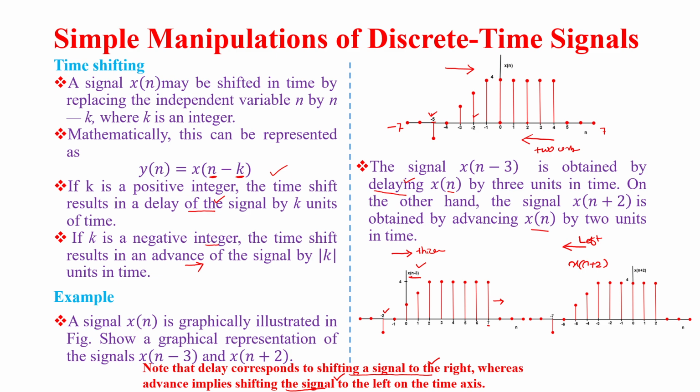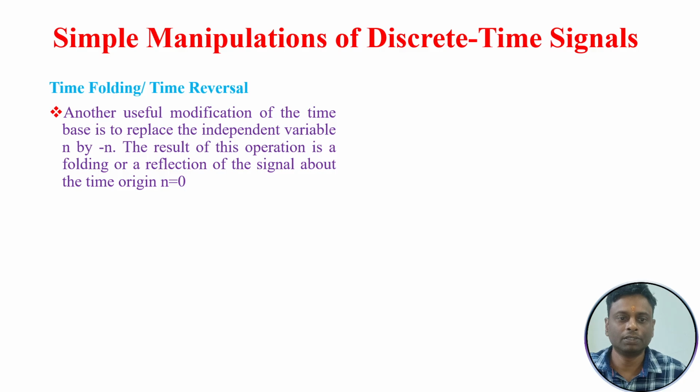Let us see our second property, that is time folding or time reversal. This is another useful property. In this case, what we are doing is the folding or reflection of the signal about n equal to 0. You have to fold the signal about the n equal to 0 axis, or time origin. This is actually the mirror image of that signal.